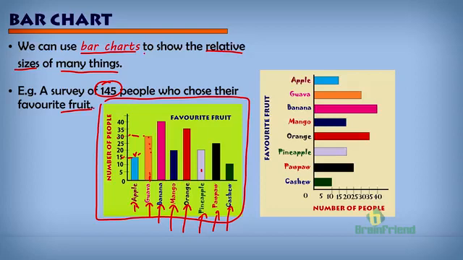So for banana, we have 40. For mango, we have 20. For orange, we have 35. For pineapple, we also have 20. For pawpaw, we have 25. For cashew, we have 10. 10 persons loved and preferred cashew.